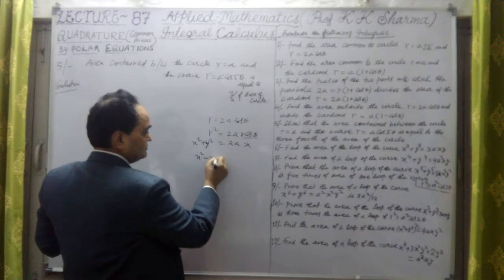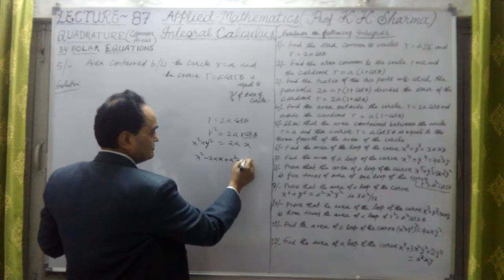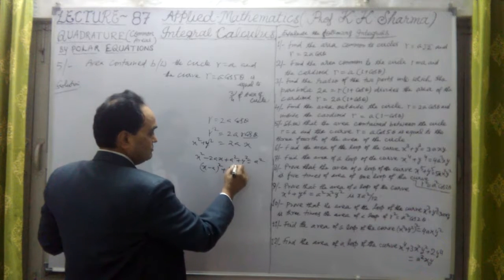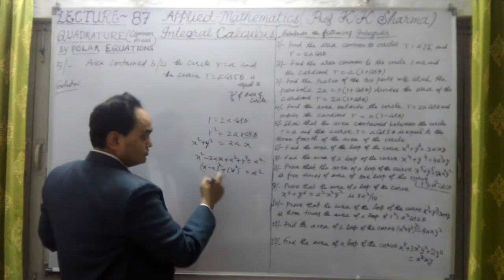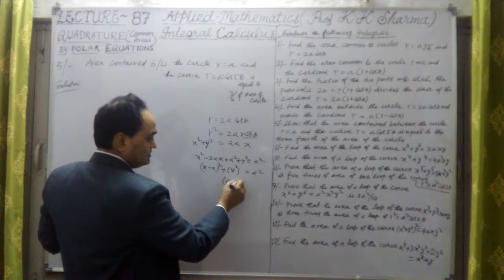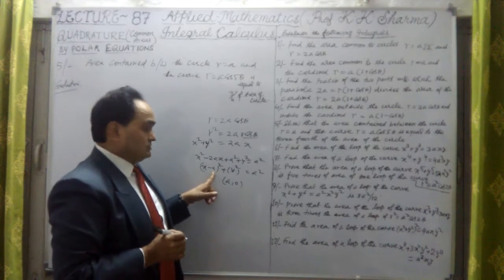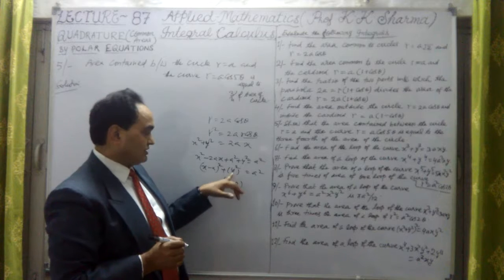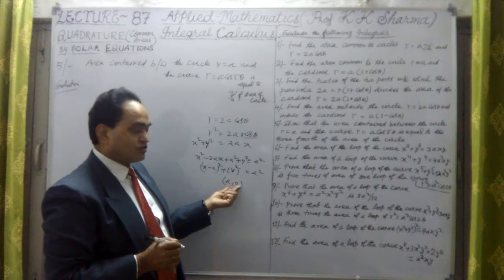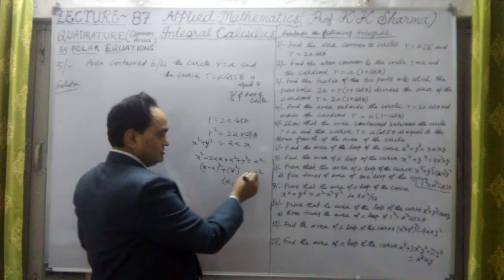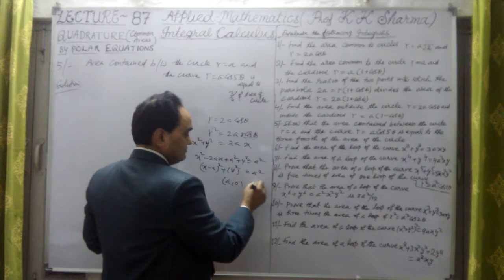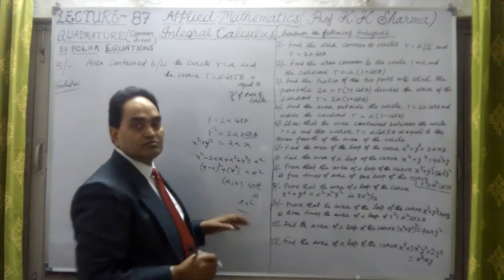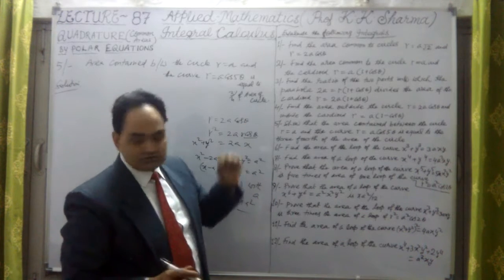So what is this equation? This is x square minus 2ax plus y square equal to 0. If I add a square, this is nothing but x minus a whole square plus y square equal to a square. So this is the circle with radius a and center a, 0 on the x-axis, lying on the axis of x because the y coordinate is 0. This a is the radius here, so the area will be pi a square, because we know the area of a circle is pi times radius squared.